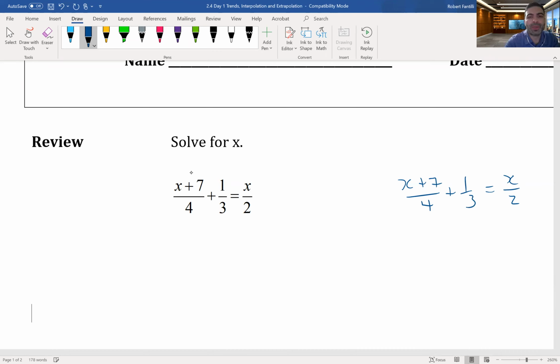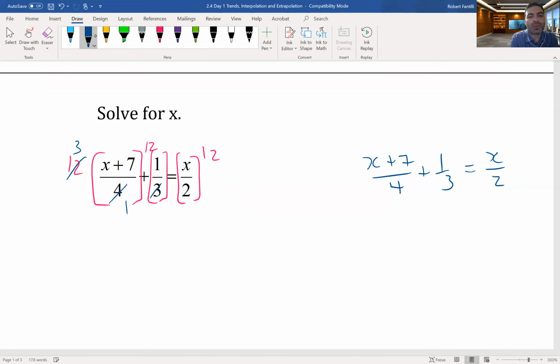4 becomes a 1, 12 becomes a 3, 3 becomes a 1, 12 becomes a 4, 2 becomes a 1, 12 becomes a 6. And what you end up with is 3 times (x plus 7) plus 4 equals 6x. And we're going to distribute. You get 3x plus 21 plus 4 equals 6x.